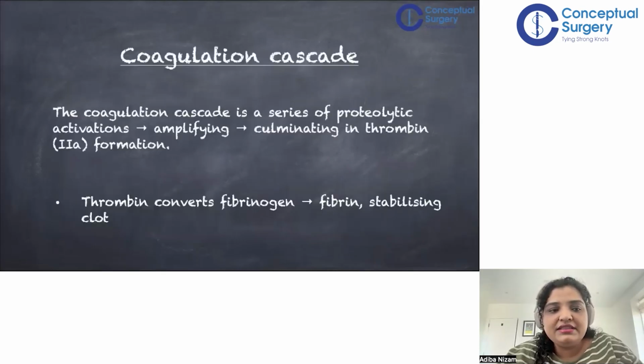So the coagulation cascade is a series of proteolytic activations amplifying and culminating in thrombin formation. Thrombin is the final enzyme which causes conversion of fibrinogen to fibrin, and we want the deposition of this fibrin over the primary platelet plug to form a secondary platelet plug. So, all of the coagulation cascade pathways, whether it is the intrinsic pathway or the extrinsic pathway, will culminate in the formation of thrombin. This thrombin will convert fibrinogen to fibrin, and this fibrin will stabilize this primary platelet clot.